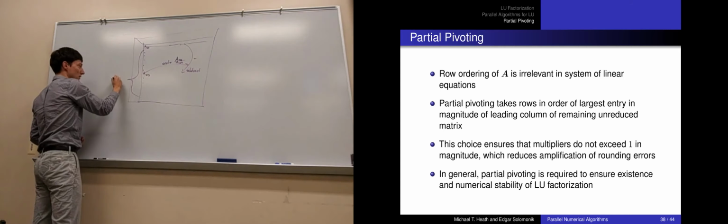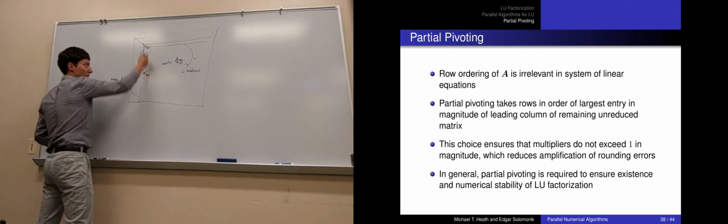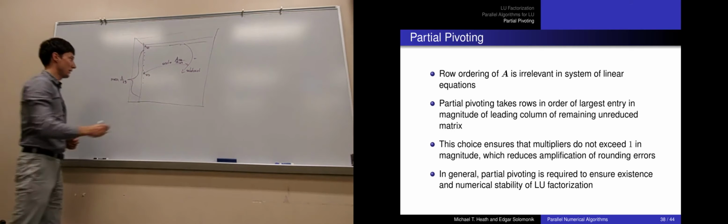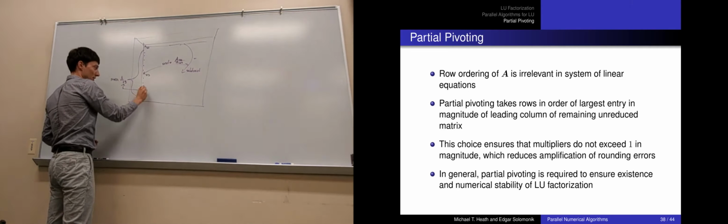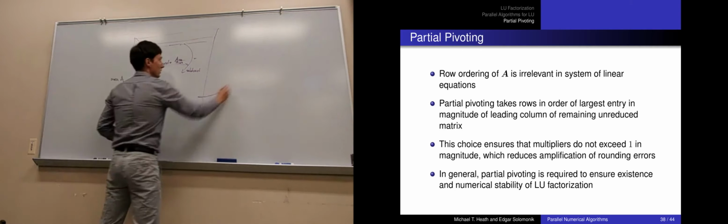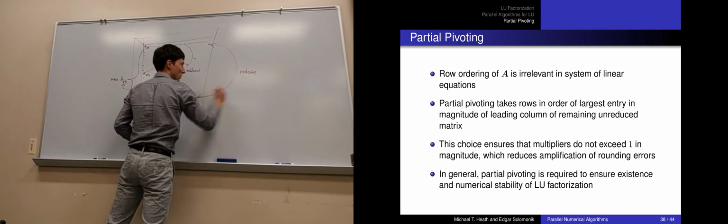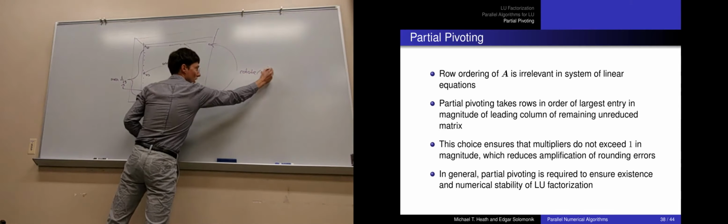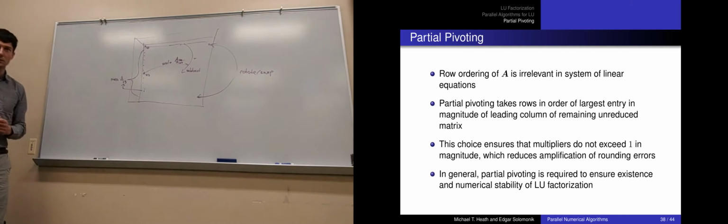the max A_i3 here if this is the third column, and so let's maybe say that this is the i that corresponds to the maximum row, and we then rotate or swap these two rows and proceed with the factorization.